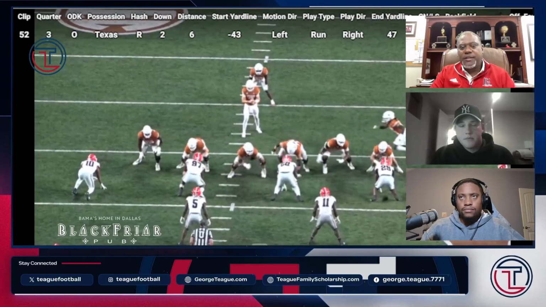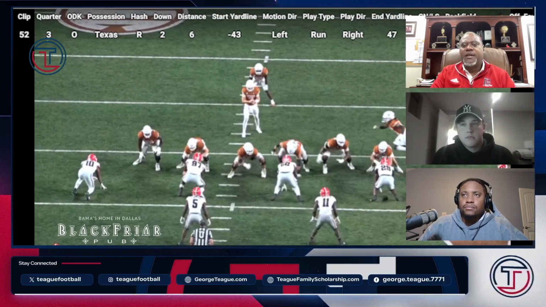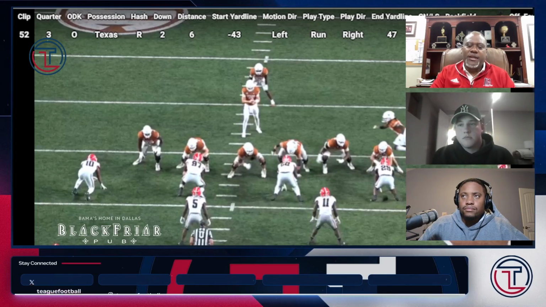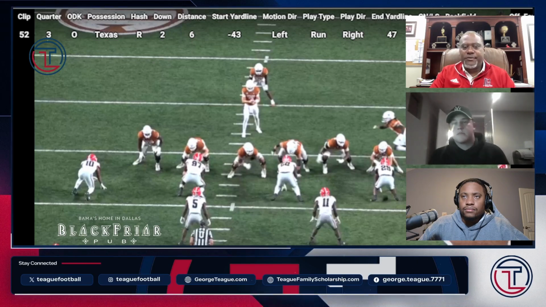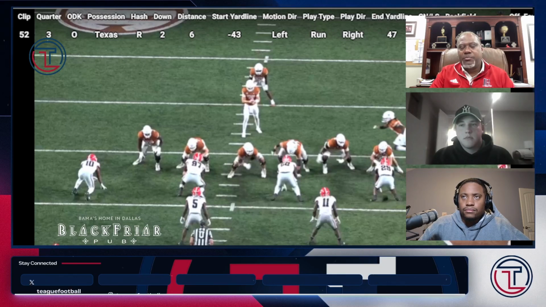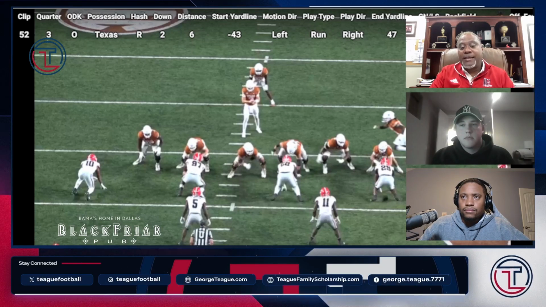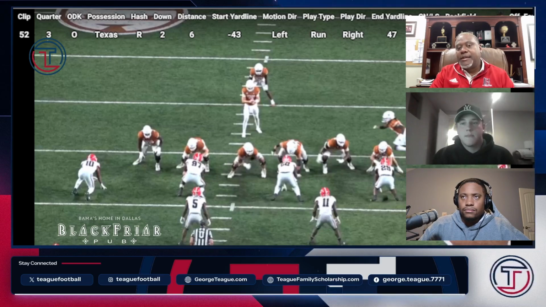Do you, at your level and this level, change at the line which way you want to run it? Meaning, if you've got a 3 or 2-eye or something, does it matter to you on the counter, or do you just change the way that you block it at the point of attack based upon the alignment of a defensive tackle?